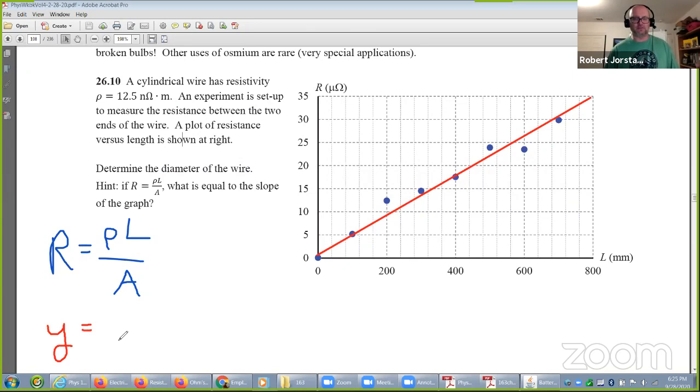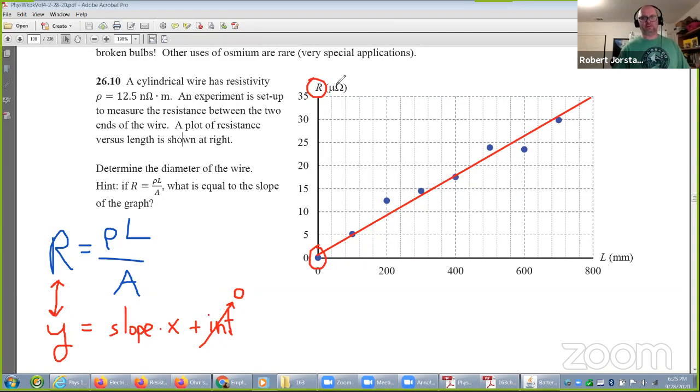Y is equal to slope times X plus intercept. That's how I'm going to write it. All right. Now, in this case, hopefully you agree that the intercept is 0. And I'm just going to do it for you because I'm tired. Okay. Notice that the Y coordinate is resistance. Watch those units.